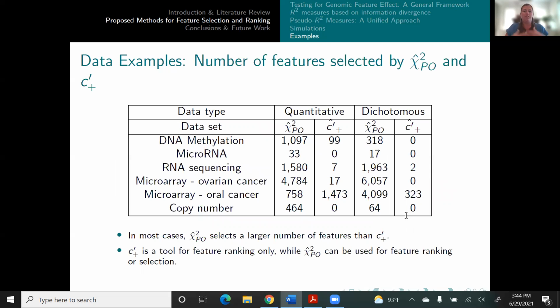Now, another thing we looked at, which I found really interesting, is the number of features selected by chi-squared PO and CONCREG. In most cases, you can see that the chi-squared PO, whether it's quantitative or the dichotomous scenario, selects a larger number of features than the CONCREG from Dunkler's paper. So what this really highlights for us is that the concordance regression as CONCREG is really a tool for feature ranking only, whereas chi-squared PO can be used for feature ranking, but also for selection, based on those p-values.